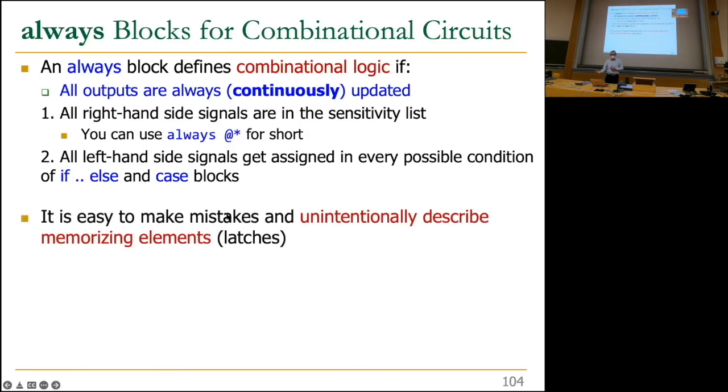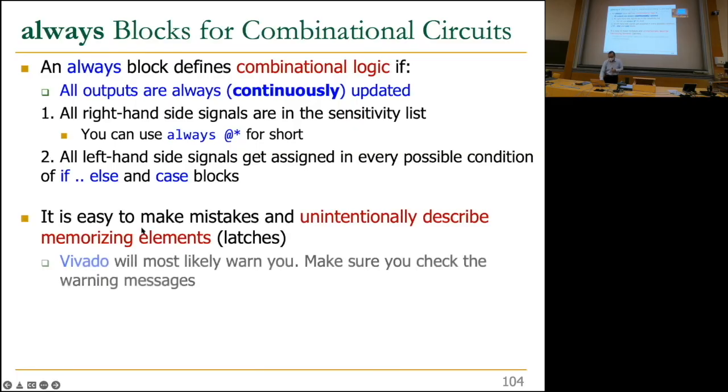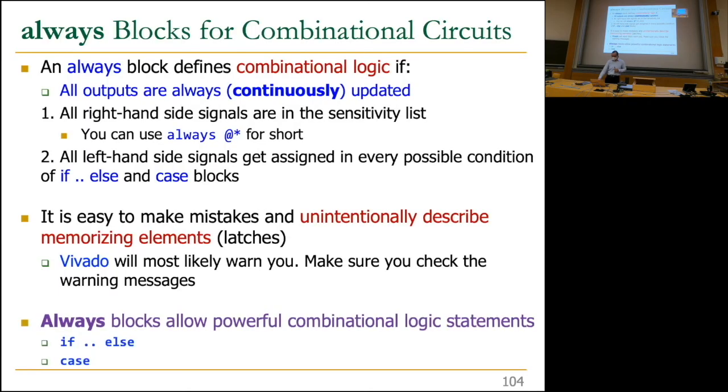It's easy to make mistakes and unintentionally describe memorizing elements. If you want to use always blocks to describe combinational circuits, it's easy to make mistakes because you may omit something. Whenever you omit something, meaning whenever conditions 1 and 2 don't get satisfied, you may have a latch or a flip-flop, some sequential logic. In this case, you're at the mercy of the tools. Tools may warn you, so check the warning messages. Warning messages are there for a reason. But always blocks allow powerful combinational logic statements using if, else, and case.